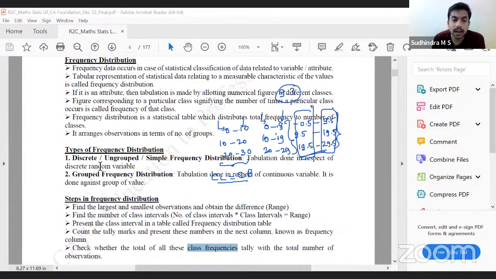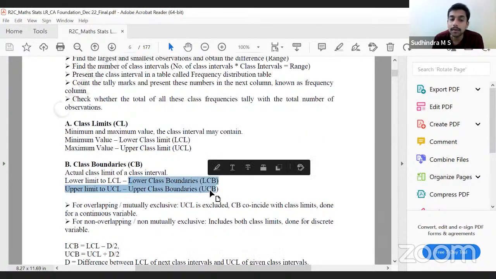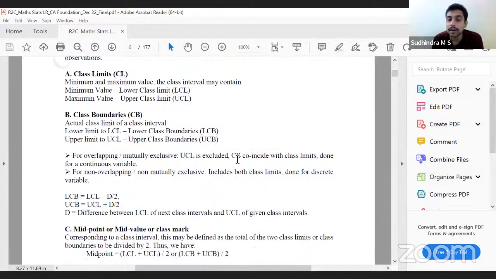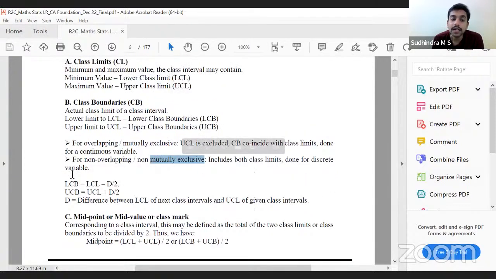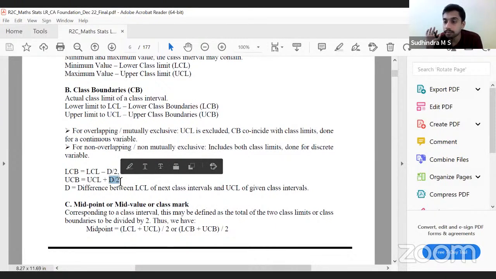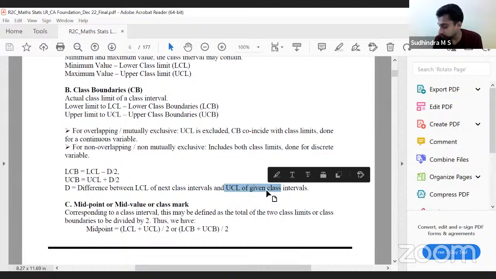So these are class limits and class boundaries. Minimum value is LCL, maximum value UCL. Lower limit to LCL is LCB, upper limit to UCL is UCB. Right? For mutually exclusive, upper class limits and upper class boundaries are the same. That is, class boundaries coincide with class limits. For non-mutually exclusive, we'll have different class boundaries and class limits. How do we calculate it? Lower class boundary is lower class limit minus d by 2. Upper class boundary is upper class limit plus d by 2. d is the difference between the lower class limit of the next class interval and the upper class limit of the current class interval.